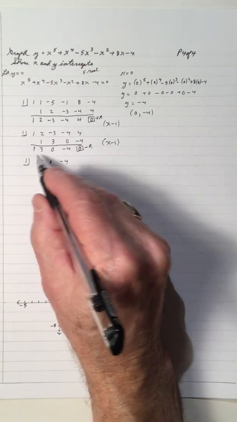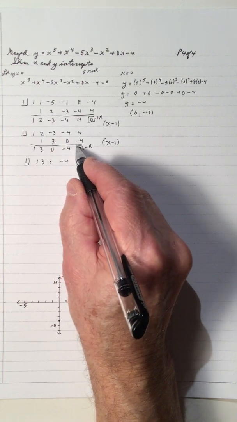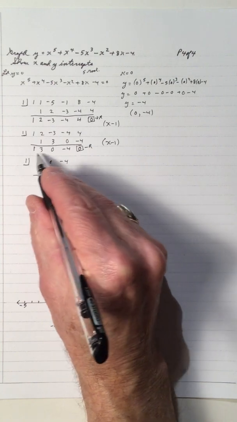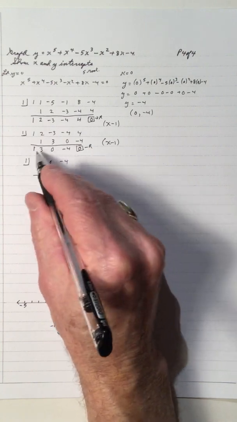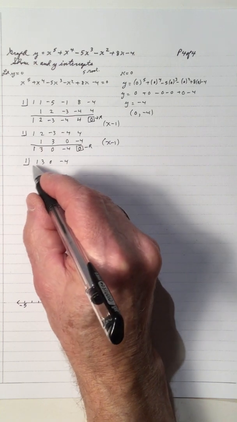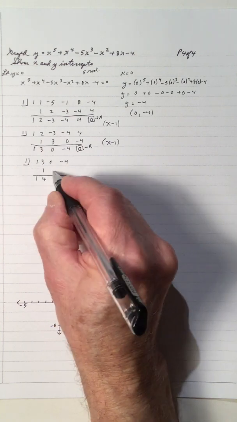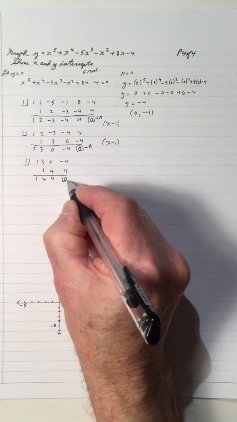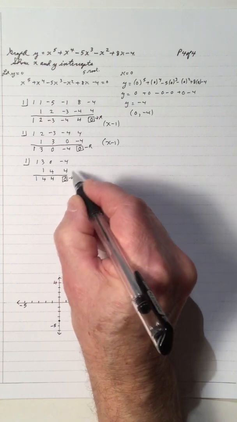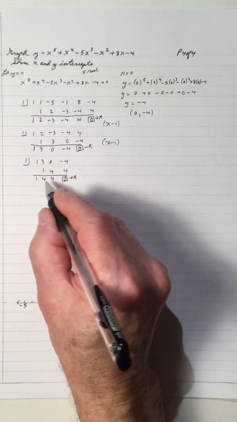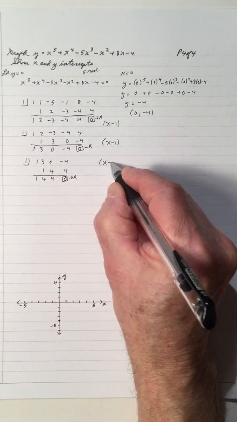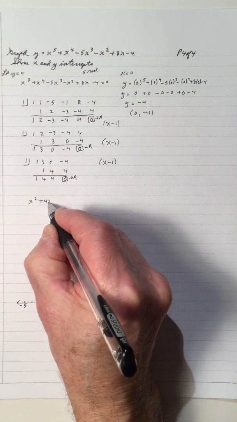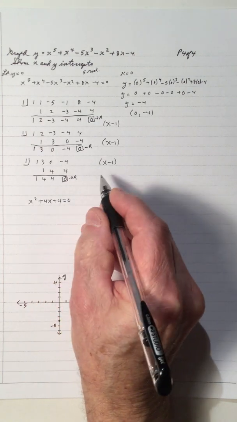Remember, I don't have to write out the equation. I know that's going to be equal to 0 because the remainder is 0. This is the quotient right here, which is your depressed equation. Bring down 1, multiply, 1, add, 4, multiply, 4, add, 4, multiply, 4. And we got a remainder of 0 because the coefficients added up to 0. So now there's another x minus 1, and we have x squared plus 4x plus 4 equals 0.